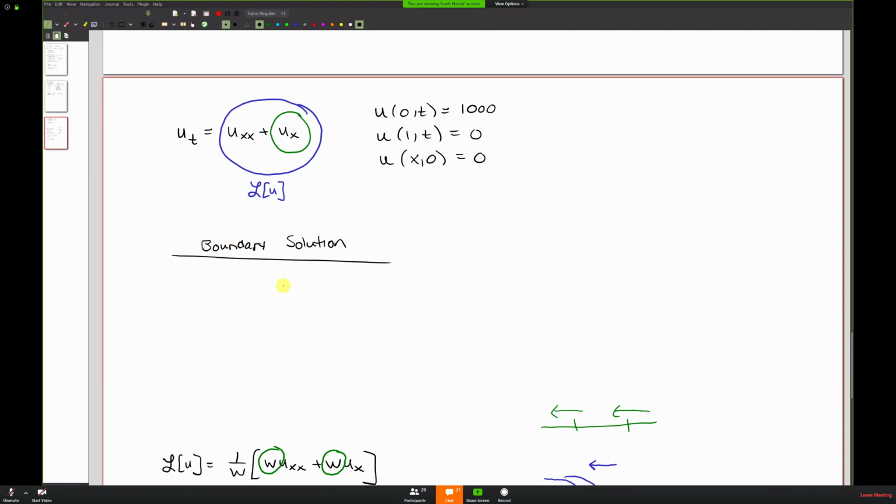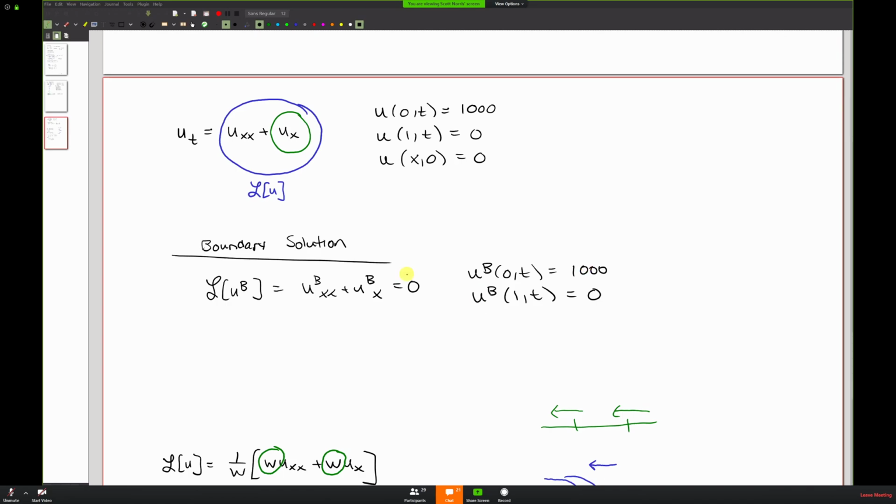What equation do we want our boundary solution to satisfy? Just like before, we want it to satisfy L UB equals 0. What is LUB? It's UBXX plus UBX equals 0 with boundary conditions UB of 0, T equals 1,000, and UB of 1, T equals 0. Actually, did I write this down? I did. Okay, that's fine.